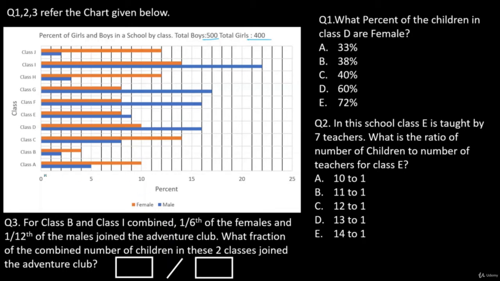And over here in the x-axis you have percent. So this is 0%, this is 5%, etc. In the y-axis you have classes, class A, B, C up to J, and the labels say that orange is for female and blue is for male. So you have 3 questions over here. Pause the video, give it a try, and then let's do it together.